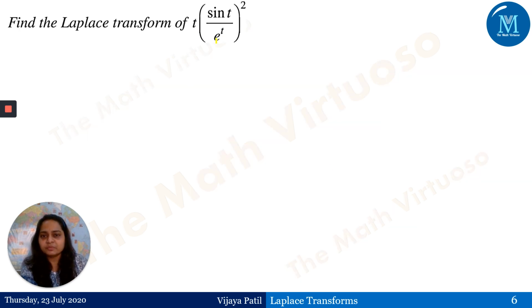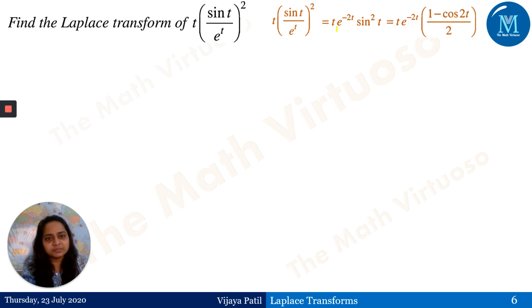One more, I have combined here this e to the power t also. Let us see how it is going ahead. So t into sine t upon e to the power t, the whole square. I'm just opening this bracket. After opening the bracket, we have got this t into e to the power minus 2t, because it was in the denominator and is coming in the numerator, with e to the power minus 2t sine square t, which is t into e to the power minus 2t, 1 minus cos of 2t by 2, because we have the formula of sine square as 1 minus cos of 2t by 2, and therefore after simplification we have got this, right.